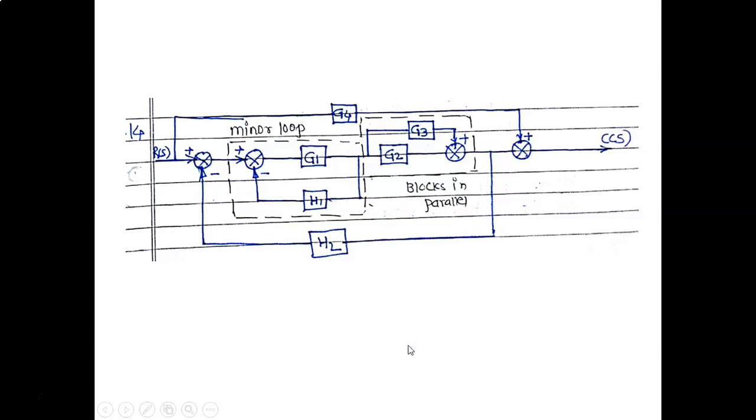Now next problem, draw the diagram. This consists of 4 summing points 1, 2, 3, 4, blocks G1, G2, G3, G4 and these feedback elements H1 and H2. By identifying the diagram, we see that this G1, H1 and this summing point are forming one minor feedback loop, and this G2 and G3 are blocks in parallel. Therefore we will apply those two rules.